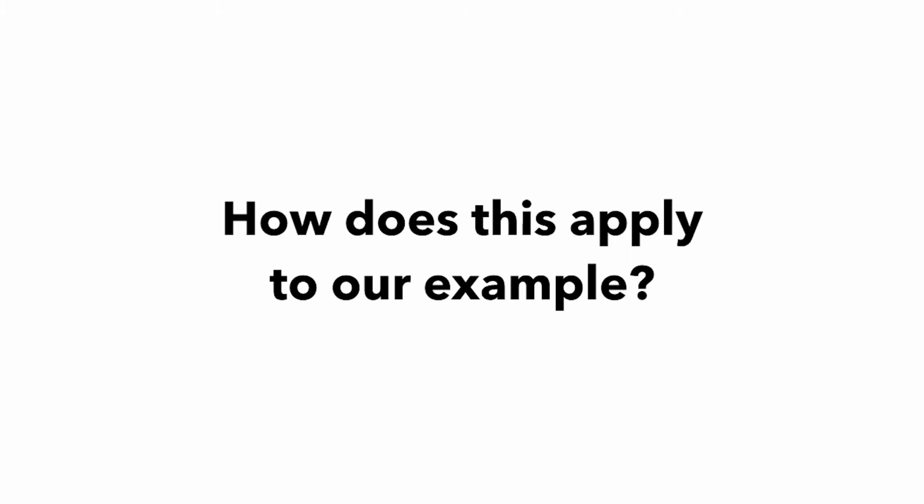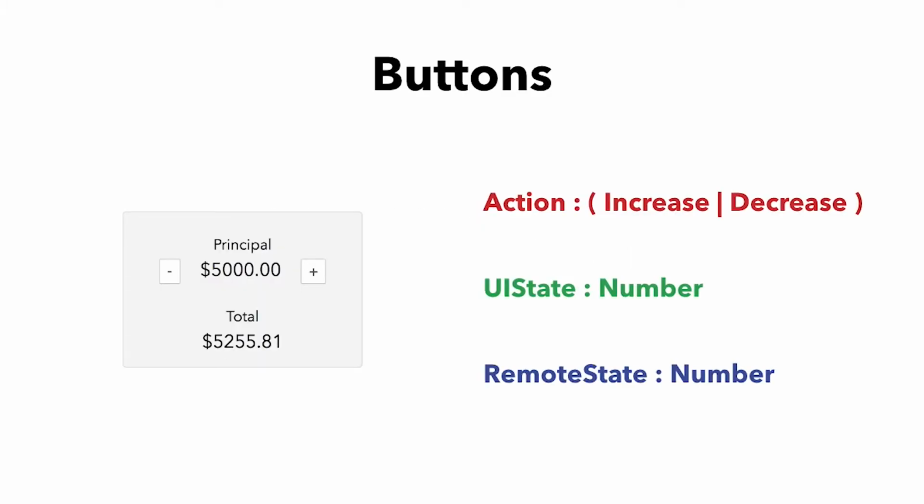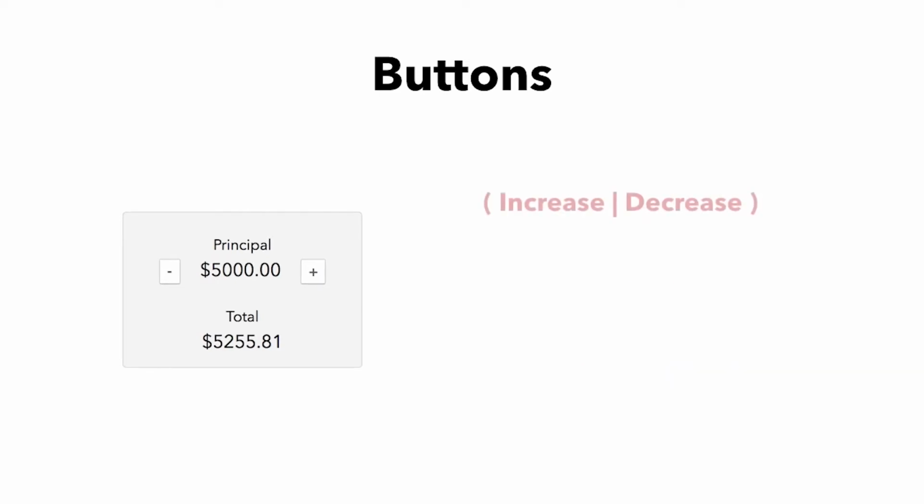So how does this apply to our example, or the example before? In this case, we're talking about a couple of buttons. We've got this increase, decrease. Now let's have a little think about how the set of these things comes into play here. So this increase, decrease is quite a small number of things we can do, right? We can do two things.